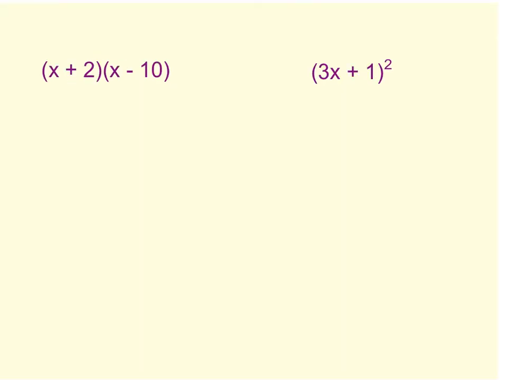All right, when you get to binomials times binomials, we do this thing called FOIL. I'm not sure if you guys have seen FOIL before. So FOIL actually stands for something. The F stands for first. The O stands for outside. The I stands for inside, and the L stands for last.